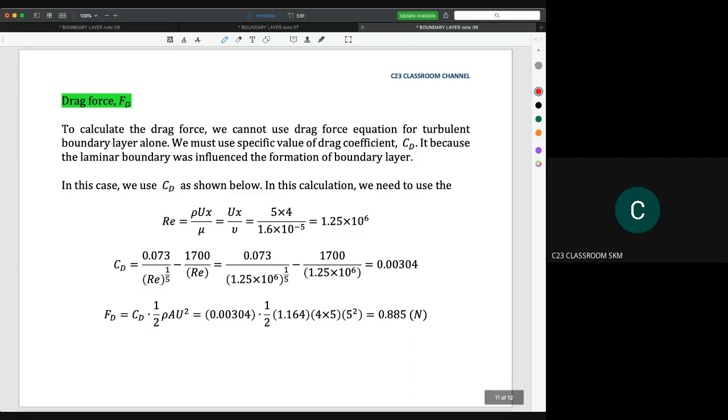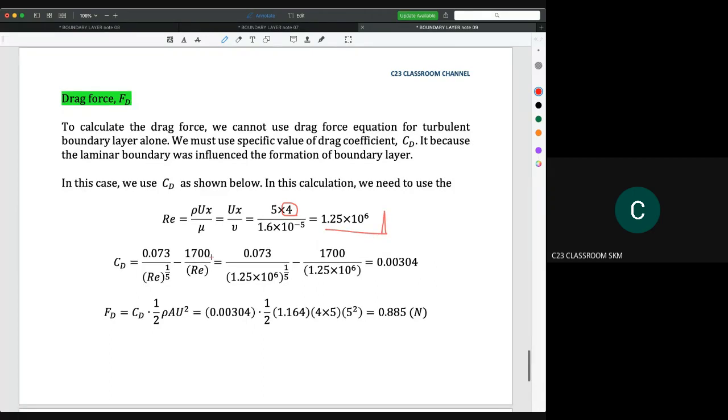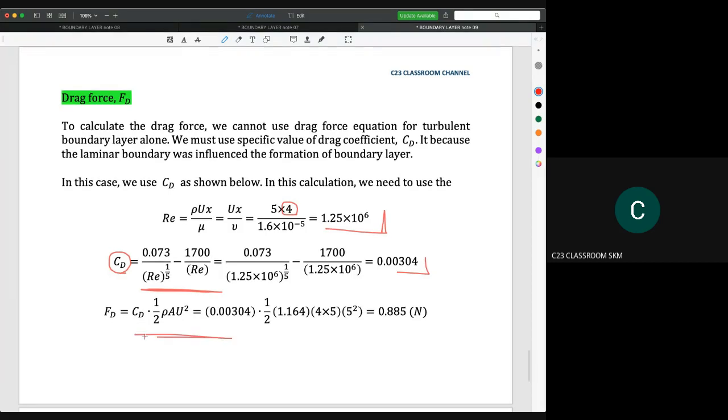And then for the drag force, we know that the Reynolds number, if we substitute the value with 4 meter here, is equal to 1.25 times 10 to the power of 6. And then we need to calculate the value of CD by using this equation. At this point, please remember this equation. And then we get 0.0034304. And then we substitute into this equation.